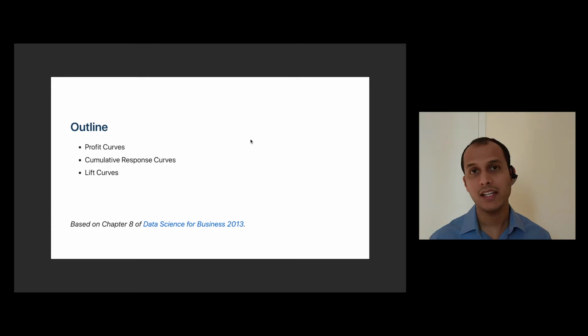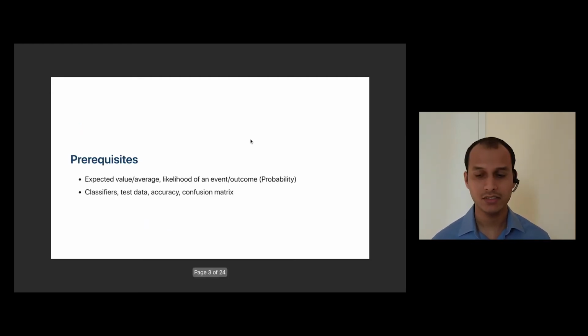Okay, so to communicate how well your classifiers are performing to business stakeholders, as well as to understand how your classifiers are performing with metrics which are beyond just accuracy. So in that context, we're going to talk about three techniques, or three plots. One is the profit curves, the second is the cumulative response curves, and the third is the lift curves.